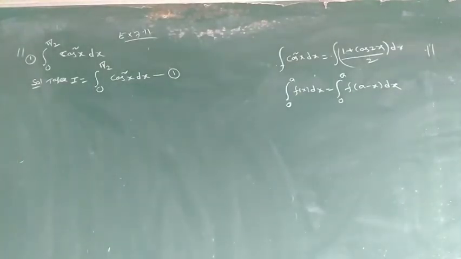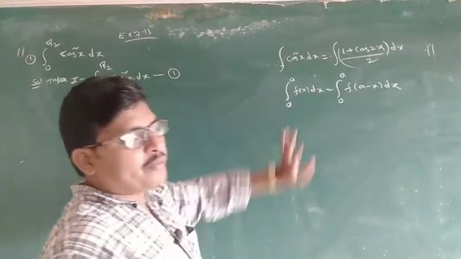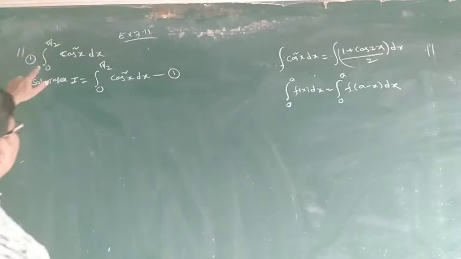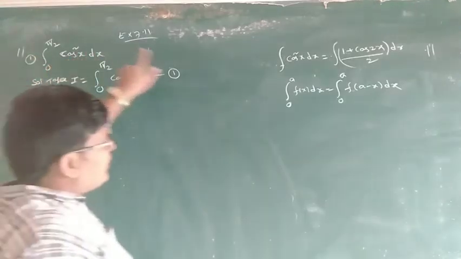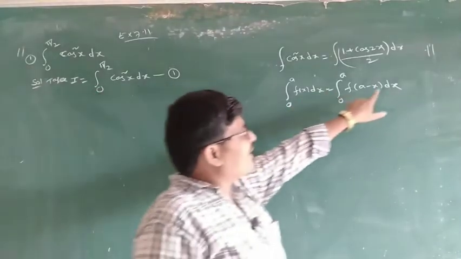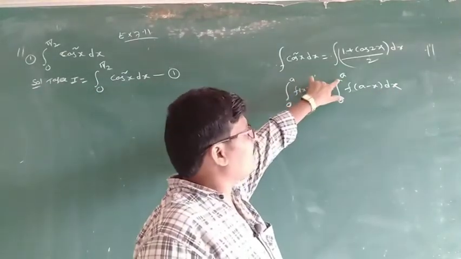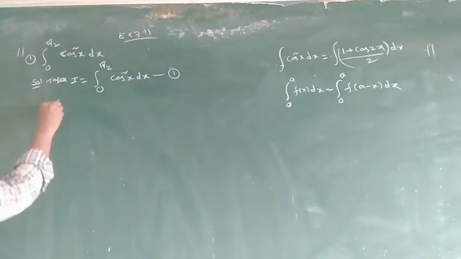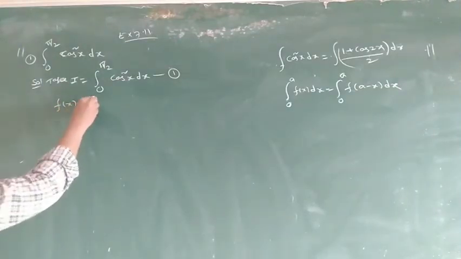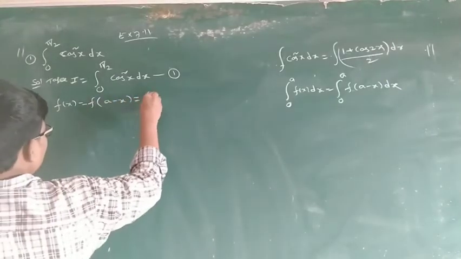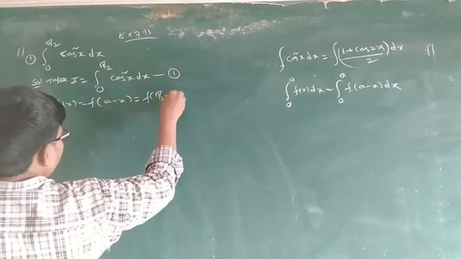Now, according to the property, by using this property, integral 0 to a f of x dx equals f of a minus x. Here a is equal to what? Upper limit, minus x. So f of x is equal to f of a minus x, so f of a minus x is equal to f of pi by 2 minus x.